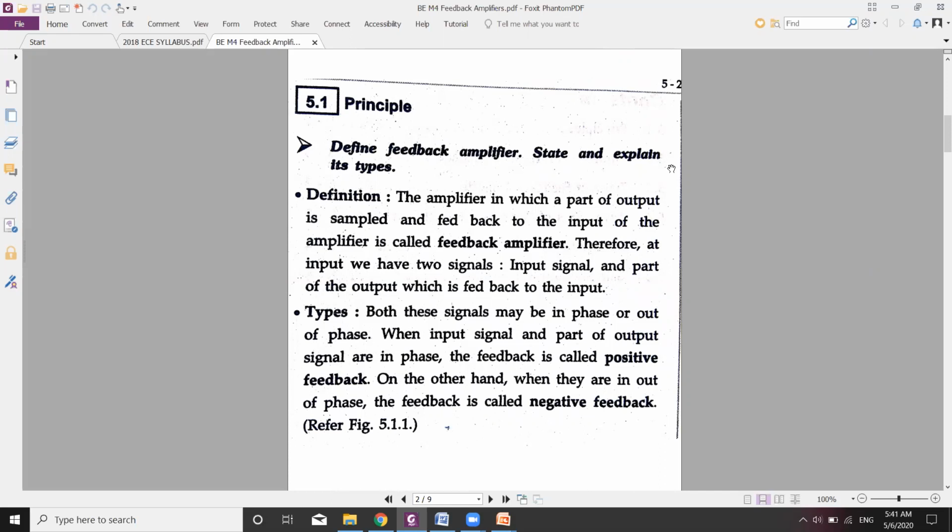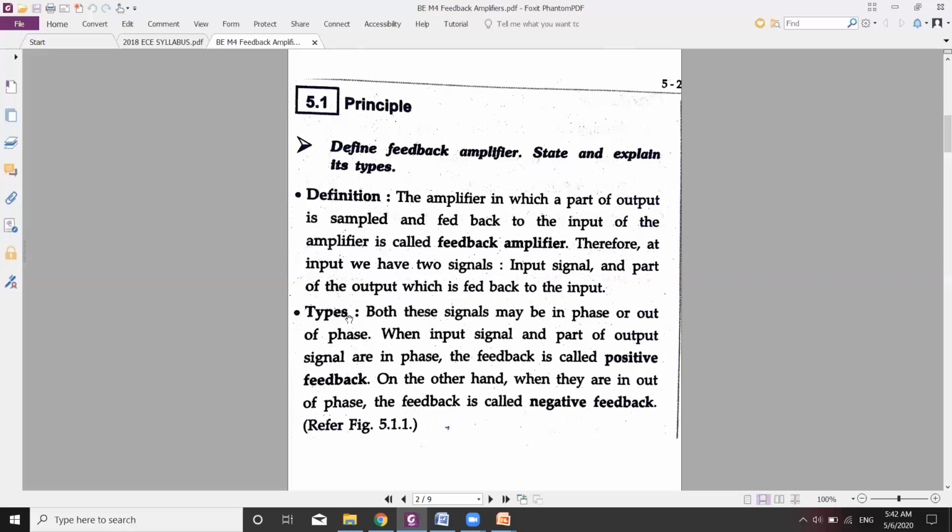The amplifier in which part of the output is sampled and fed back to the input of the amplifier is called a feedback amplifier. What it is trying to say is that some part of the output signal is taken. It is sampled, sampled meaning sliced out, and that is fed back to the input side of the amplifier. Such an amplifier is called a feedback amplifier. Therefore, at the input we have two signals now. One is the main input signal that is coming in, and the other is a part of the output signal which is fed back.